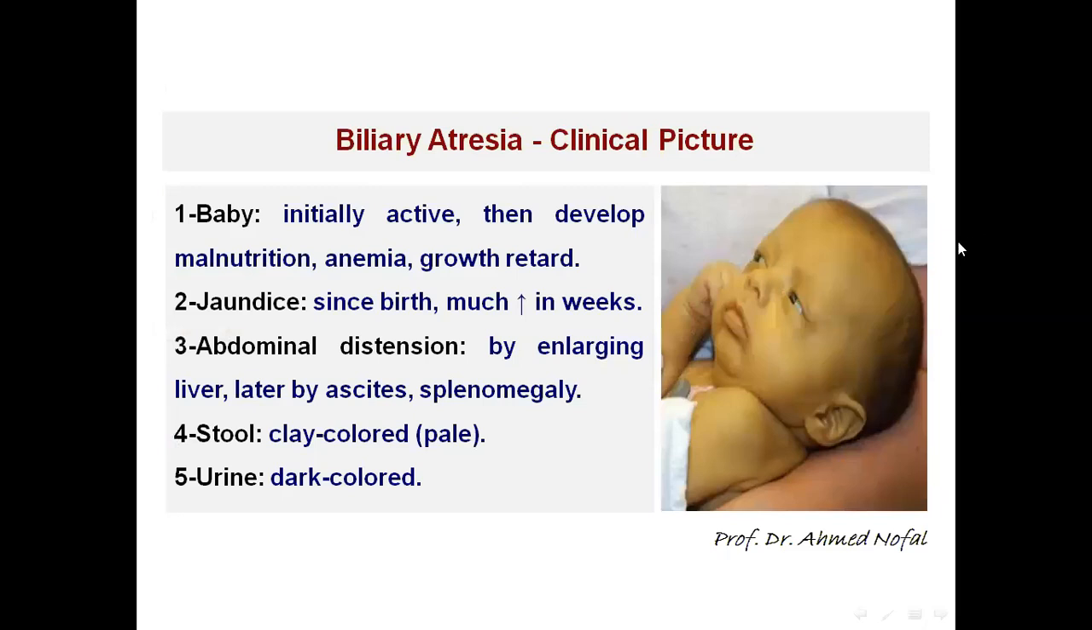Clinically, the baby is initially active, then develops malnutrition, anemia, and growth retardation. There is jaundice since birth, which increases in weeks. There is abdominal distension by the enlarging liver, later by ascites and splenomegaly. The stool is clay colored, and the urine is dark colored.